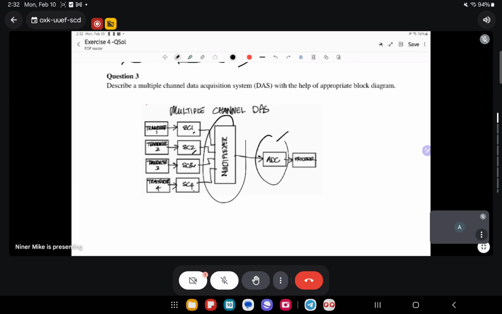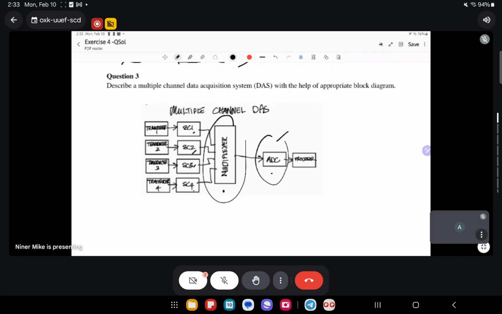Want to get the value inside the processor, you can do whatever display or processing. So this multiplexer is very fast. You can multiplex it very fast, so you don't have to worry about the delay. But the whole system has to be in sync.